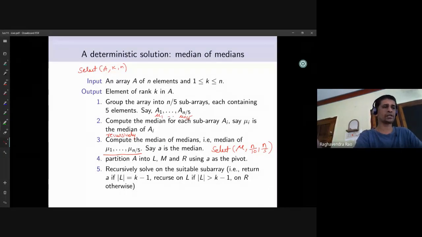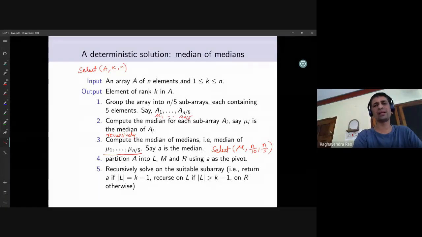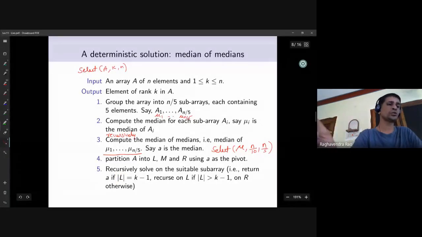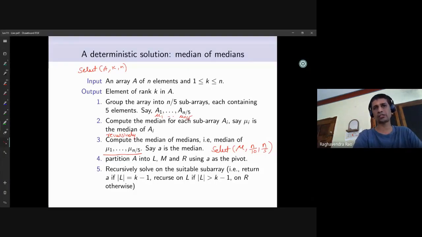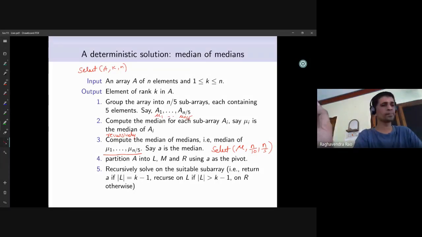Now the process is similar to quick select. Use this as a pivot and partition the array into left, middle and right. Middle is the pivot itself, assuming elements are distinct for simplicity. Based on the value of k and the size of L, recursively solve on the suitable subarray. There are 3 possibilities we already saw in quick select. If the size of L is k minus 1, then return a. If the size of L is greater than k minus 1, then recurse on L, else recurse on R, suitably adjusting the value of k. Is the algorithm clear to everybody?